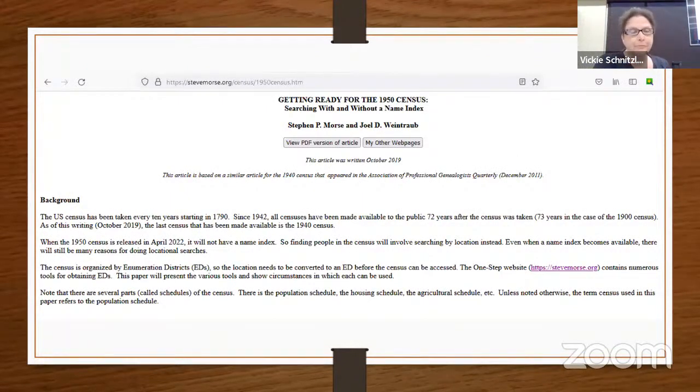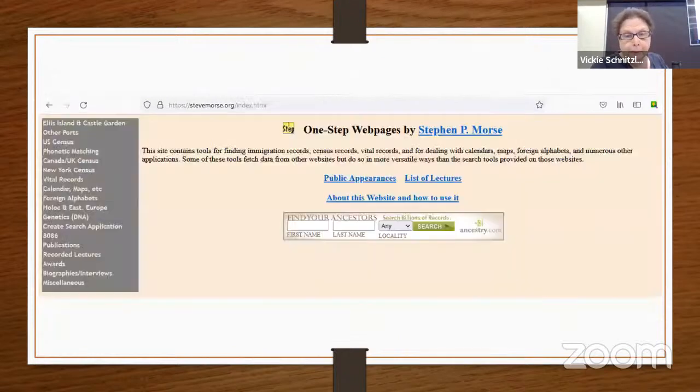Okay, this is his site. It gives some background information about the 1950 census. But what we want to do is to go up on the top, right under where his name and Joel's name is, there's 2 different boxes. We want to click on the second box, My Other Web Pages. That one right there. Next slide. And when we do that, this is the screen we get. This is going to be helping us find the enumeration districts.